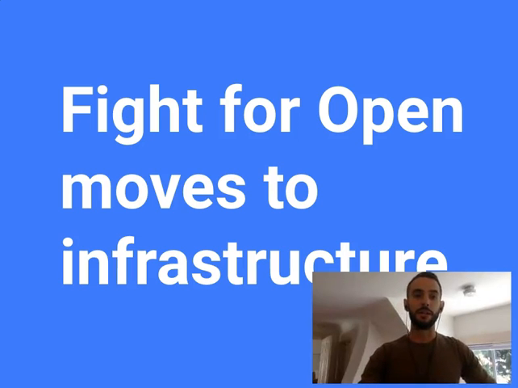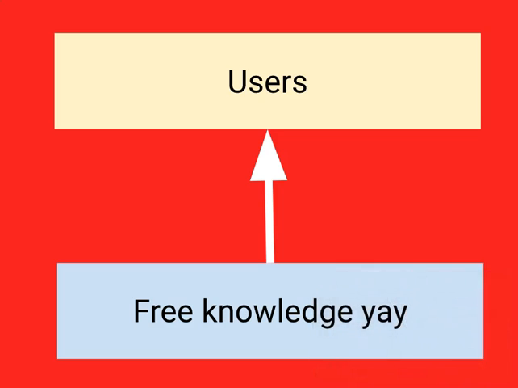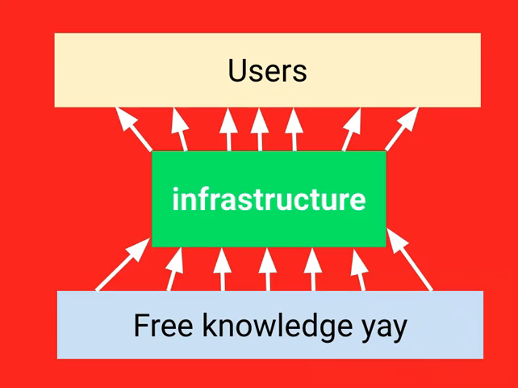What do I mean by that? Well, we kind of have this model maybe in our heads that the way this would work is that we've got all this free knowledge and then somehow users will get the knowledge. But realistically, that's not exactly how it works. We've got a lot of free knowledge, then we need infrastructure to move that knowledge around, and then the users get that knowledge from the infrastructure.